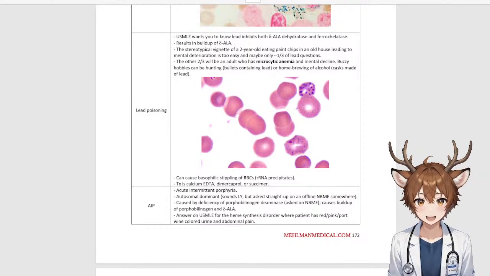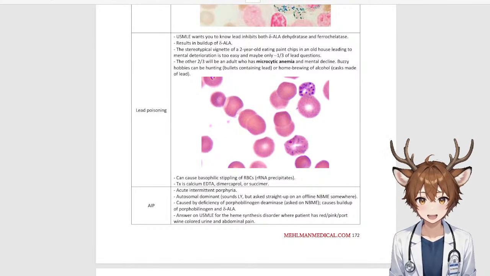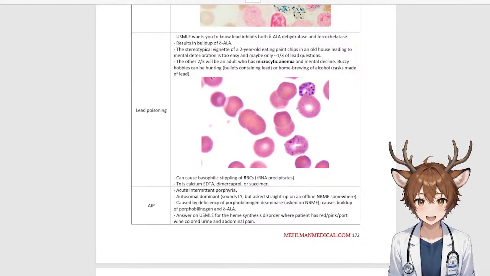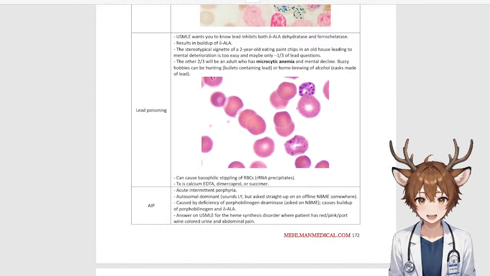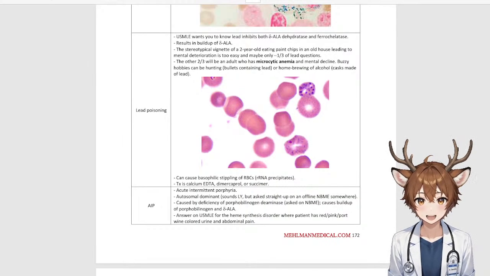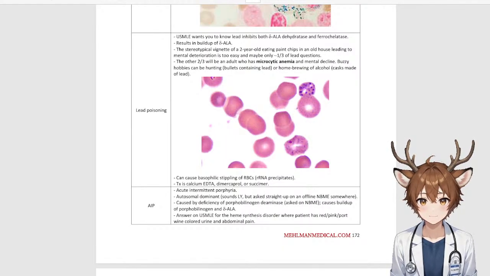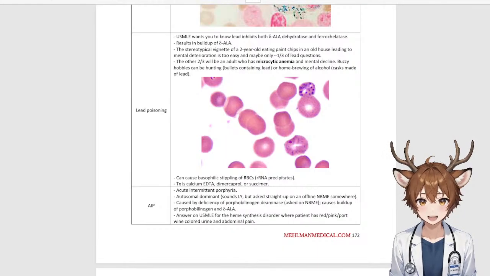Lead poisoning. USMLE wants you to know that lead inhibits both delta-ALA dehydratase and ferrochelatase, resulting in buildup of delta-ALA. The stereotypical vignette of a 2-year-old eating paint chips in an old house leading to mental deterioration is too easy and maybe only 1/3 of lead questions. The other 2/3 will be an adult who has macrocytic anemia and mental decline. Buzzy hobbies can be hunting, bullets containing lead, or home brewing of alcohol, cask made of lead.